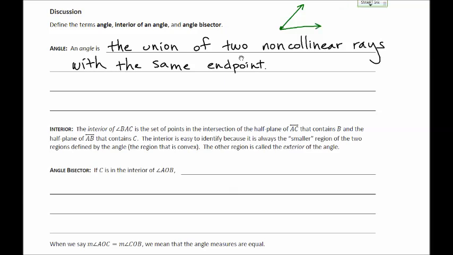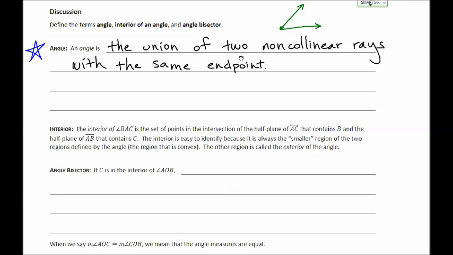And then a non-collinear ray, so not on the same line, but it has the same endpoint. Now, I know that you know what an angle is, but here's a precise definition of what an angle is. I will also put a star and ask you to put a star by this definition. This is in the standards. You will need to know this precise definition because it's part of our standards.